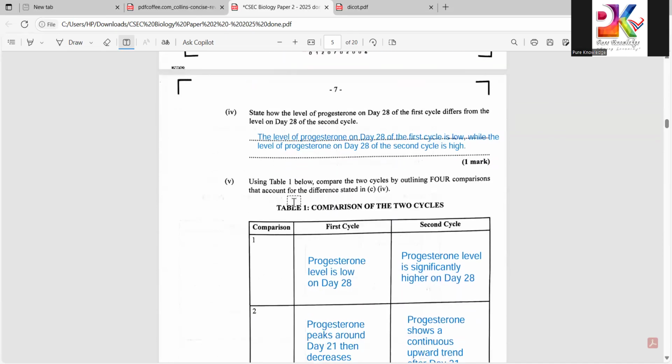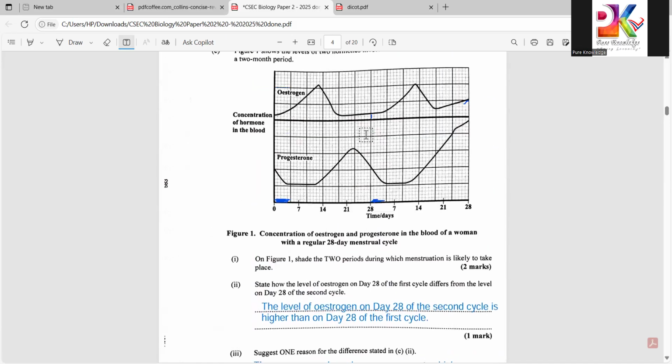And then now it says using the table below, compare the two cycles by outlining four comparisons that account for the difference of why progesterone is higher. And you're going to use the graph to state the difference of progesterone at different times to compare both the first cycle and the second cycle. So what we can clearly see is that progesterone level is low on day 28 of the first cycle. Now we saw that it's low, right? It's right here.